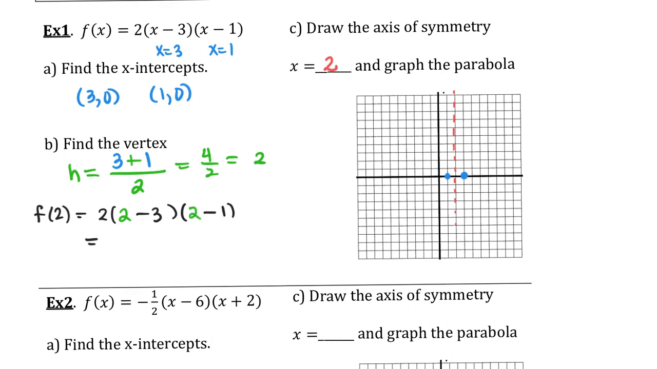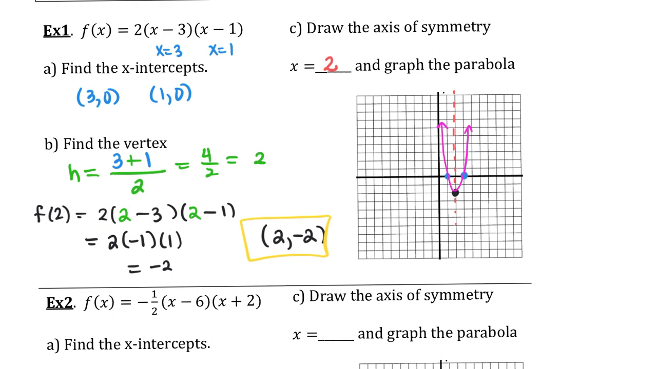Okay, now I don't want to distribute this because I'm going to leave it in factored form. 2 times 2 minus 3 is negative 1. 2 minus 1 is 1. So if I do 2 times negative 1, I get negative 2. And then if I times it by 1, I get negative 2. So my vertex is (2, -2). Let's go ahead and add that to my graph. So (2, -2) is down here. Okay, those 3 points are enough to get a decent sketch on my graph. So let me go ahead and sketch it. And then I am going to still use my a value to confirm my answers.